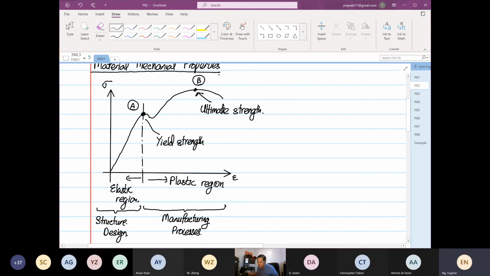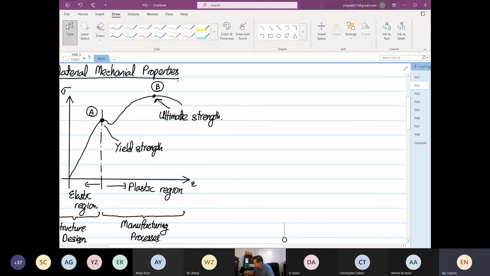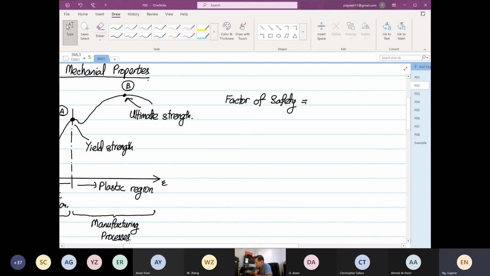Okay. Why I'm saying this is, can someone tell me, what is the formula for factor of safety? Anyone, please? What is the formula for factor of safety? Anyone? Can someone Google and let me know, please? How do you determine factor of safety? What divide by what?